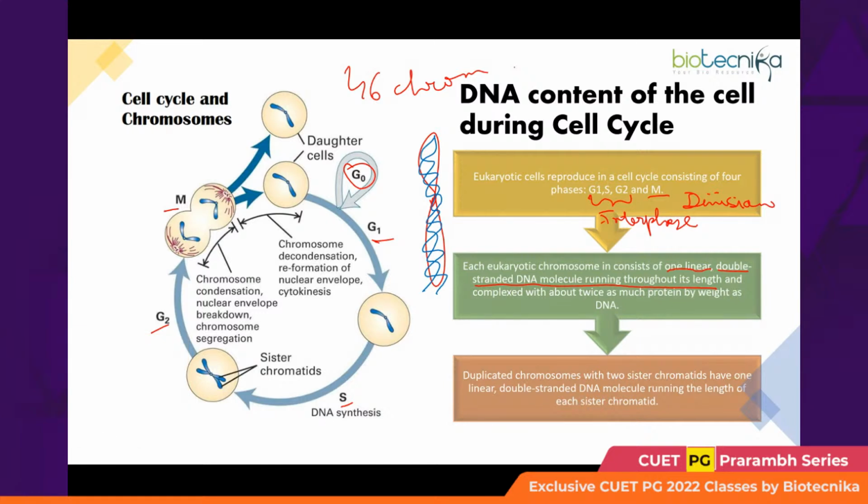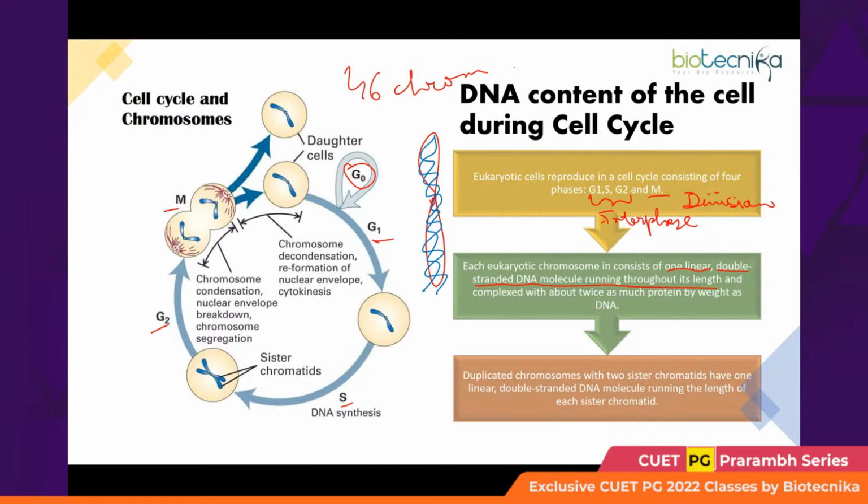Okay, so each eukaryotic chromosome consists of one linear double-stranded DNA molecule running throughout its length and complexed with about twice as much protein by weight as DNA. I told you in the beginning itself that chromatin is not DNA alone. DNA plus proteins is what makes it chromatin, which on further compaction makes it chromosome. But in terms of the number of DNA molecules, there will be only one DNA per chromosome, coupled with proteins as well.